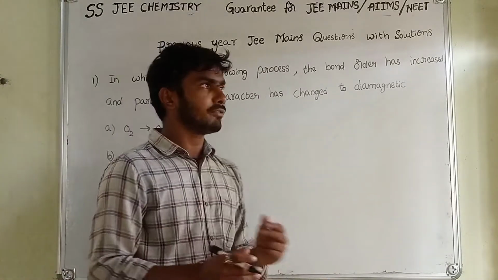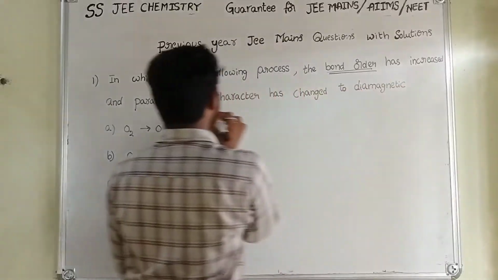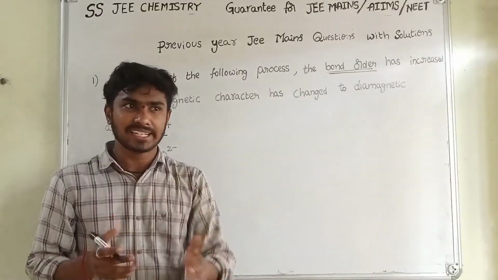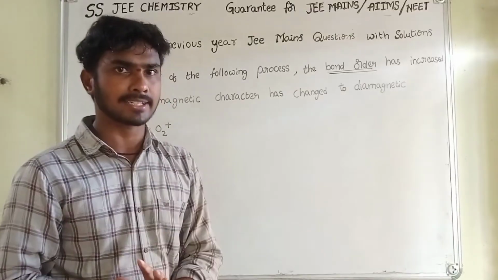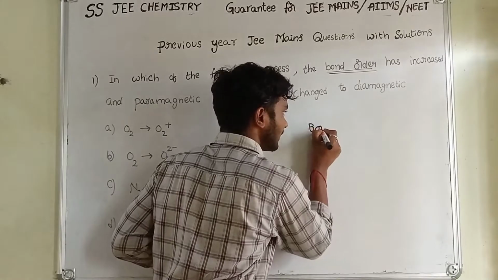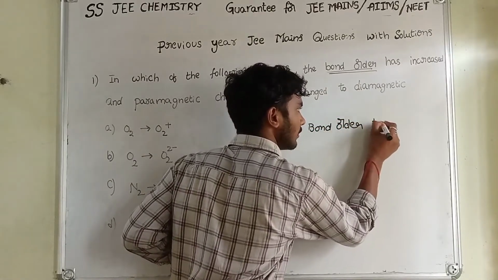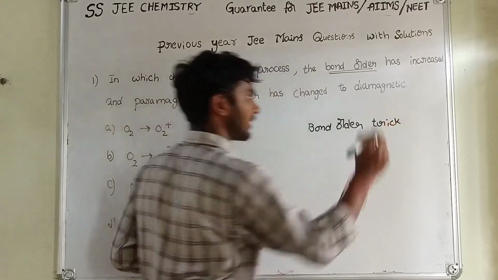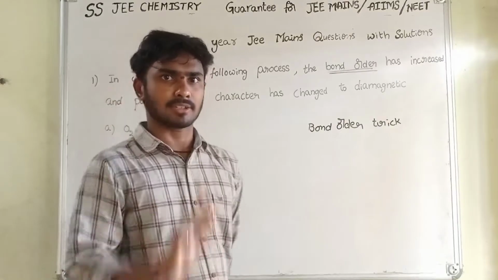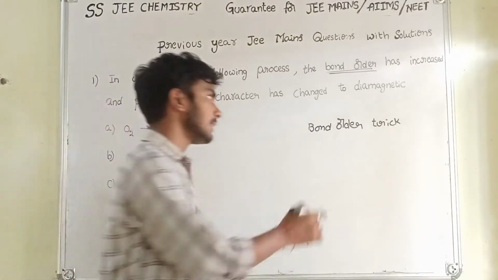First of all, we'll see about bond order and magnetic nature. Is there any trick behind bond order and magnetic nature? Of course, it is there. First, the bond order trick. The first step is that we should count the electrons.